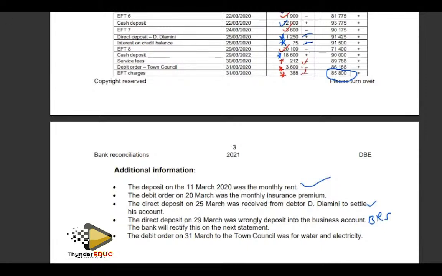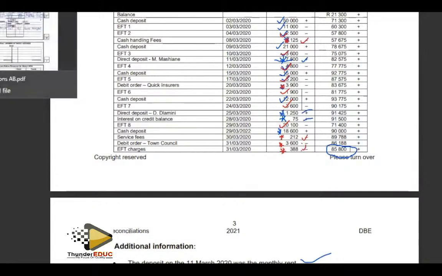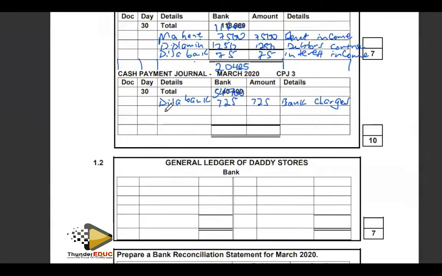What is 20 March? 20th March, debit order. Remember debit order, this is where the 3,900, this one, okay? A debit order is where you order the bank to be deducting your money in advance. So every month on the 20th, they deduct from this business's account 3,900, and it's paid to Quick Insurers, okay? So we are going to record this because we never recorded it in our books. So we're going to come here and we say Quick Insurance.